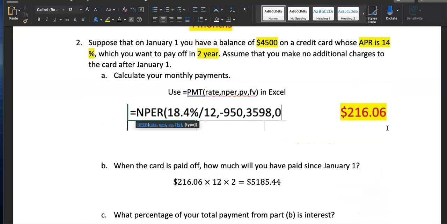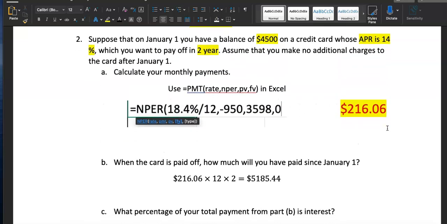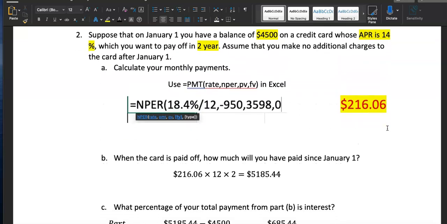Okay? All right, let's look at number 2 here. And I already highlighted this and I kind of went over this. I'm so sad I lost the first video, but at least I got my notes all written so that I can go a little bit faster with you. All right, suppose that on January 1st, you have a balance of $4,500 on a credit card whose APR is 14%. 14% is not that bad, I don't think, for a credit card. If it's a car loan or a mortgage, that will be horrible. But credit cards tend to have higher interest rates.